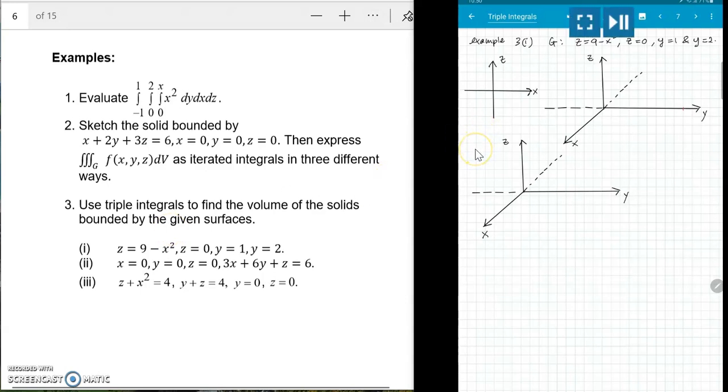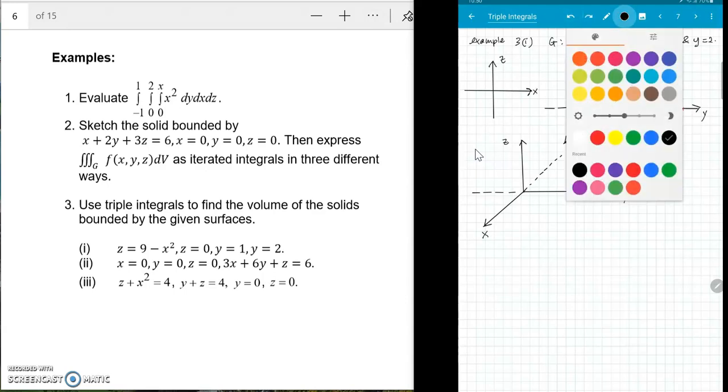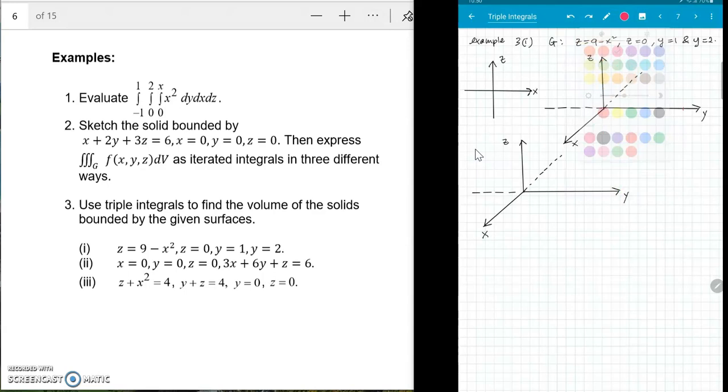Okay, so here we have z equals 9 minus x squared. So in 2D, this is just a parabola that opens downwards, and it intersects the z-axis at 9, and on the x-axis it intersects at 3 and -3. When you look at the equation, it doesn't have y in it, meaning that it doesn't matter what y is, you still get the same parabola shape.